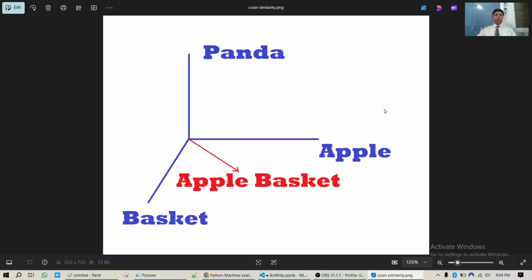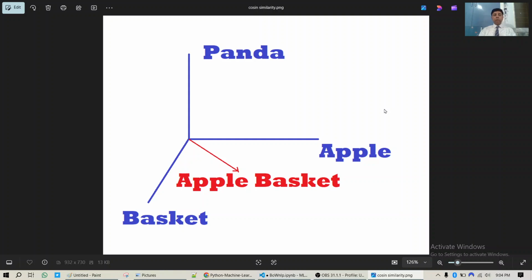Hey guys, let's see what the concept of cosine similarity is. Similarity is finding out the similarities of two documents. There is a formula of cosine similarity. So let us take two vectors, and say the two vectors have the context of apple as well as basket. One vector has apple, another vector has basket.